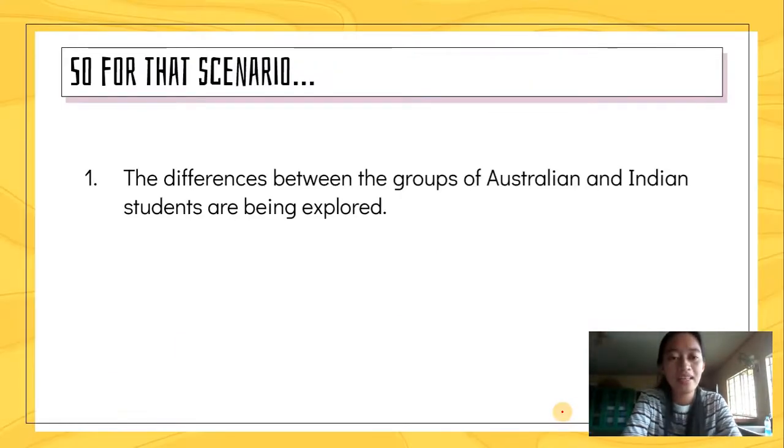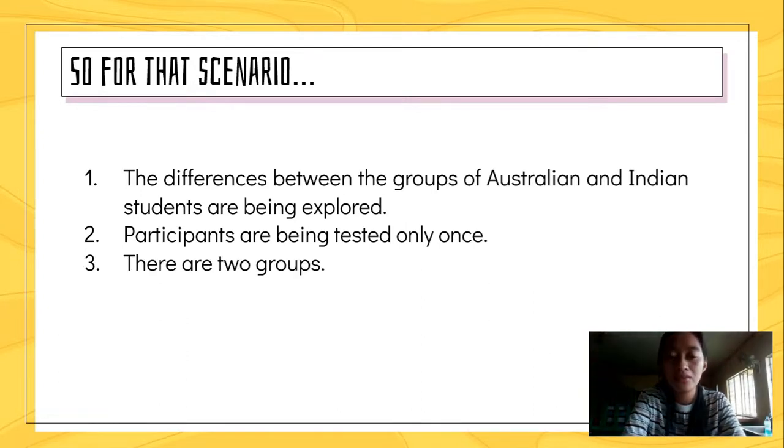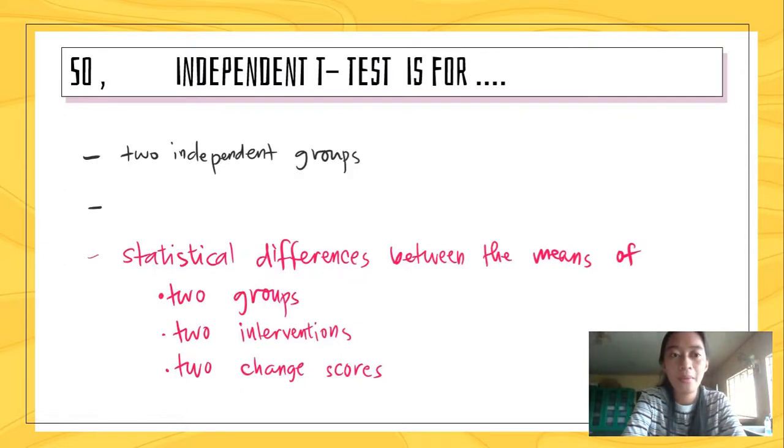Just to summarize, in that study, the difference between the groups of Australian and Indian students is being explored. The participants are being tested only once. They took the test once, no pre-test, no post-test. And there are two independent, separate groups, and that would entail that the appropriate test statistic to use is the t-test for independent samples. What is this for?